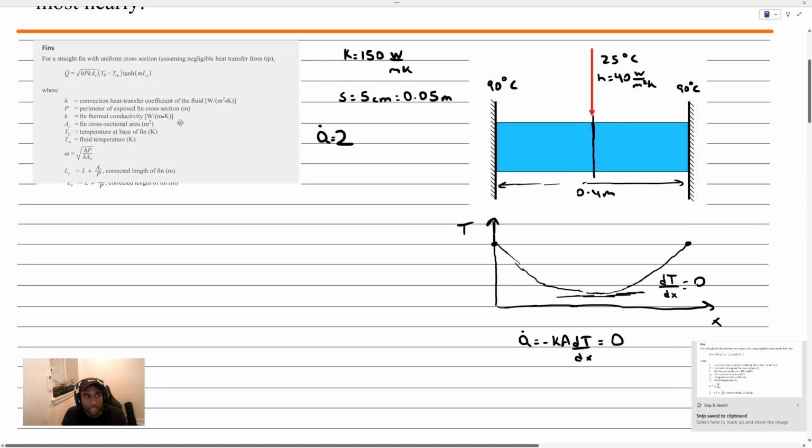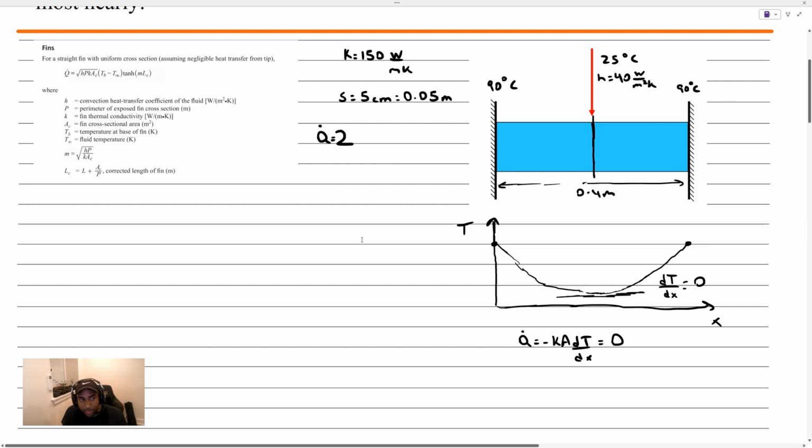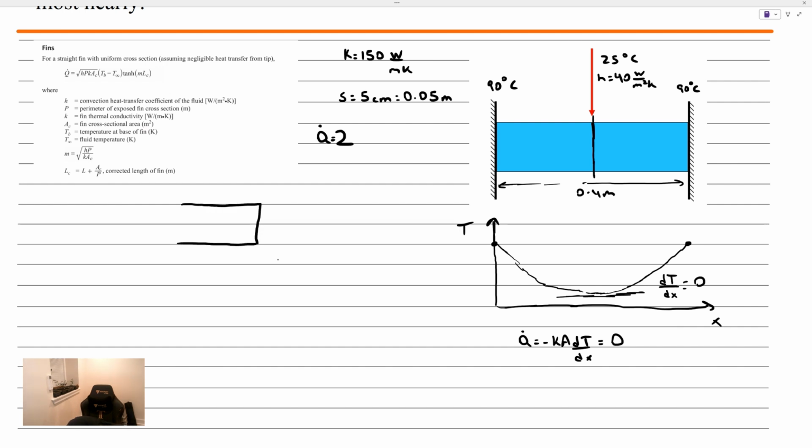Okay, let's clear up that corrected fin length, and I'm going to justify to you why I'm saying we don't really have to use this. Let's say that I had a fin, and at the tip of this fin, I have convection.